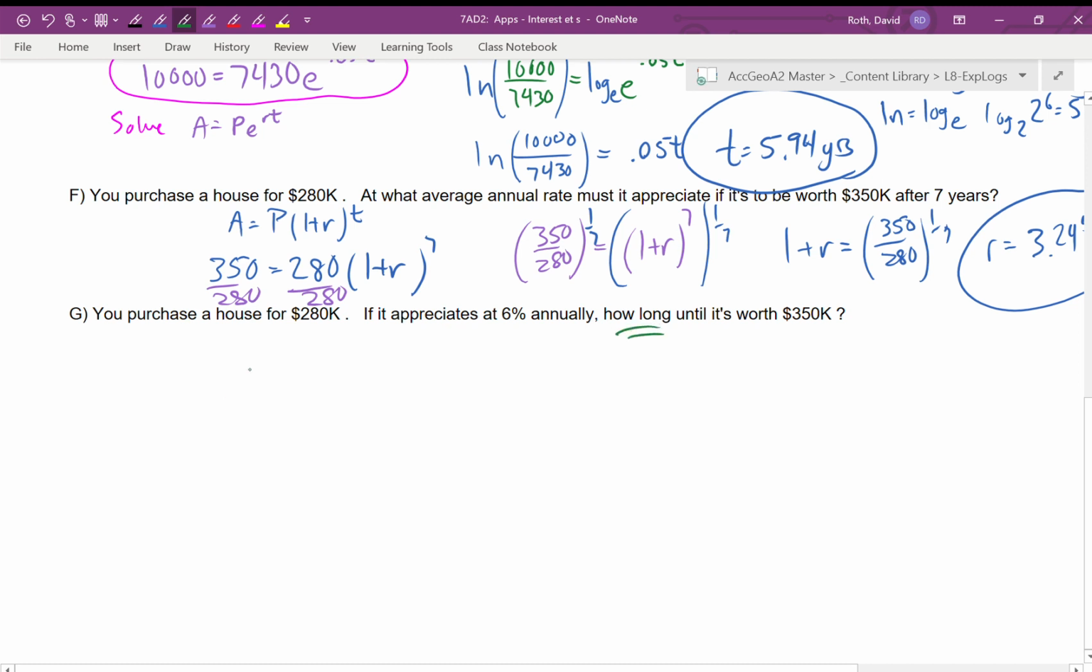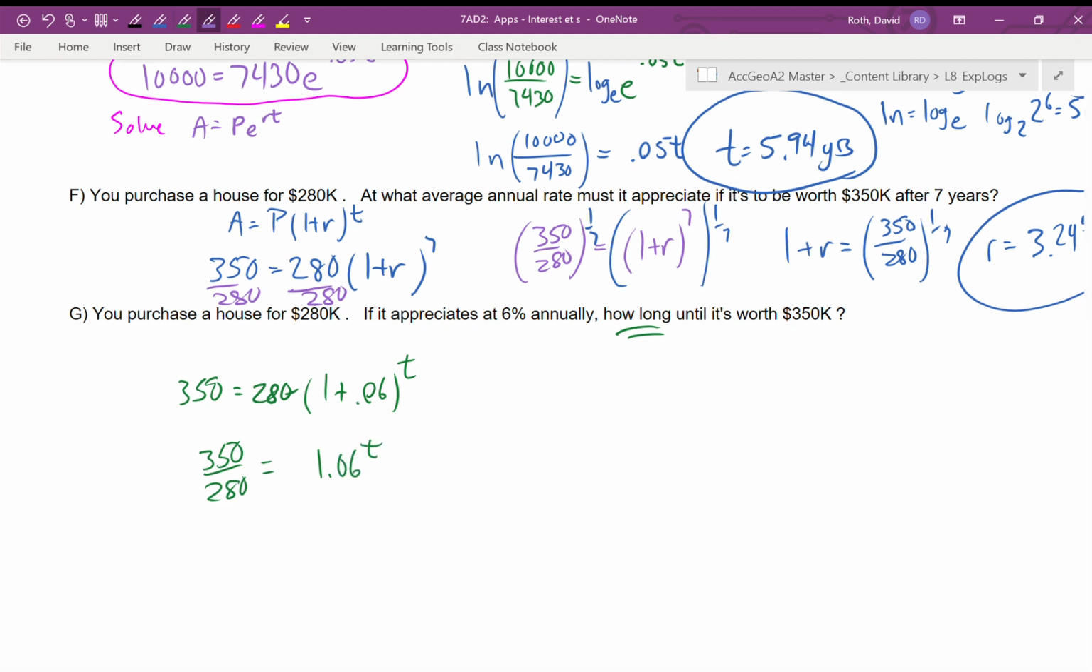So 350 equals 1 plus, now in this case it's 0.06, to the t power. Oh wait, I forgot. I knew I forgot something. I forgot my 280. 350 equals 280 times all that. So 350 over 280 equals 1.06 to the t. In this case, you could take the log base anything on both sides.